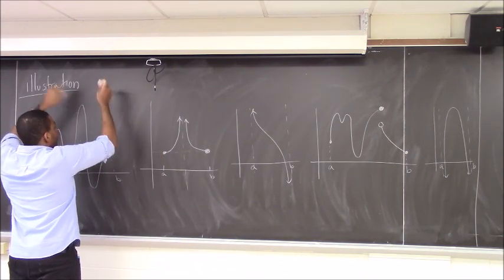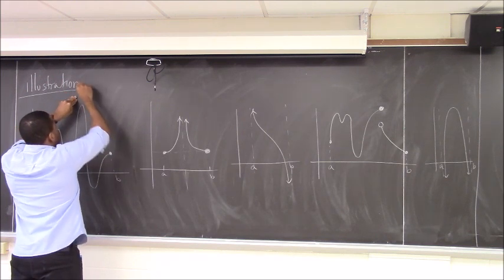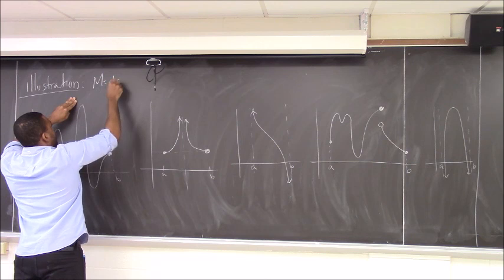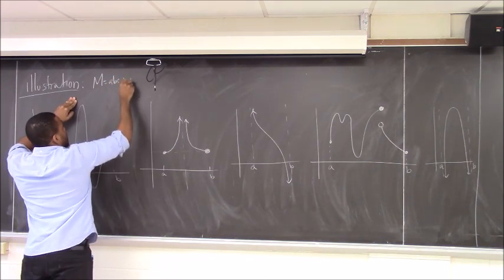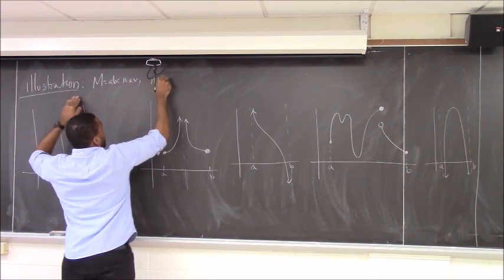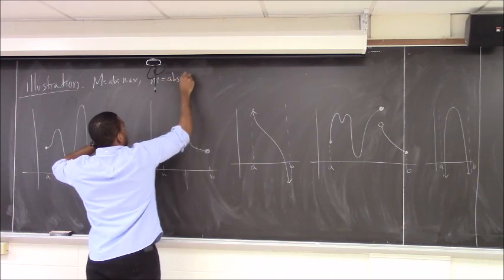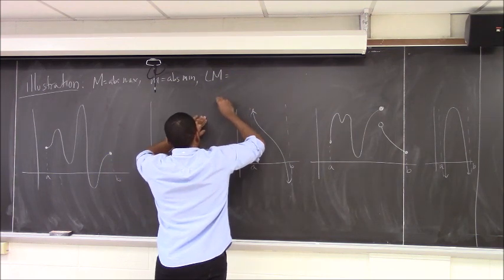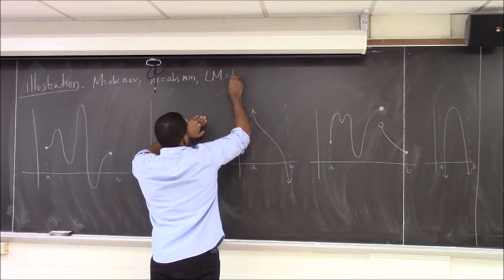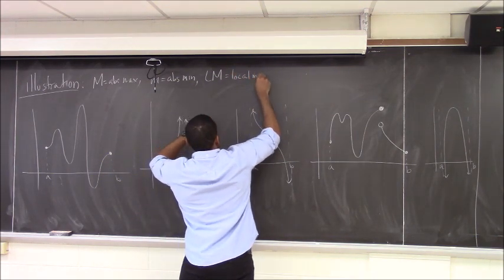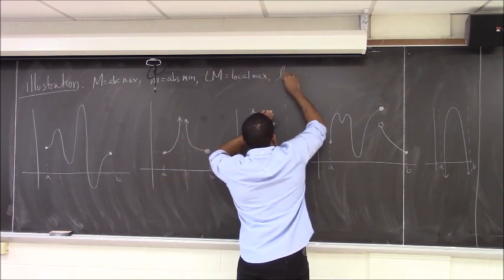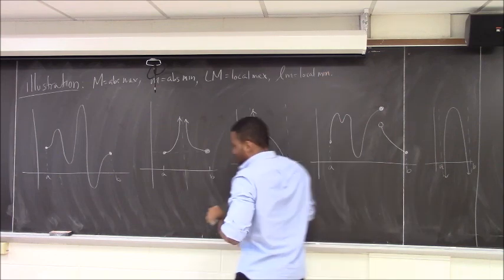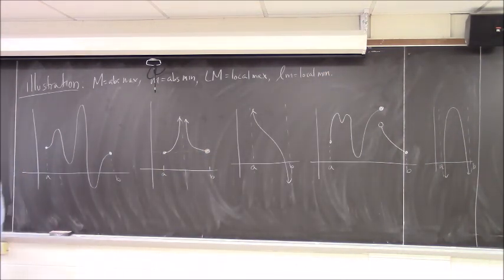So this is not official notation or anything, but it's just shorthand because I don't want to have to write it down. So let's say big M is absolute max. Small m is absolute min. Upper LM is local max. Lower LM is local min. Okay, identify these points just by pointing on the picture.